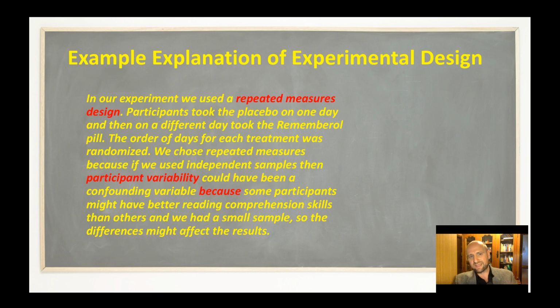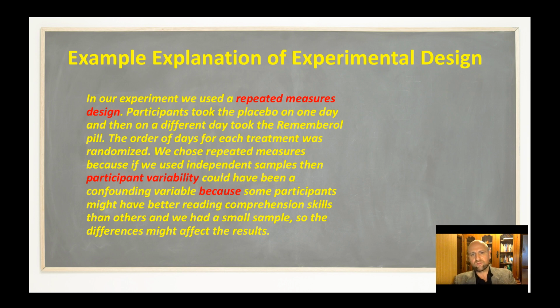Third sentence, my explanation. We chose repeated measures because if we used independent samples, then participant variability could have been a confounding variable. Now, that's an attempted explanation there. But I need this last part from the because onwards in red here. I need this because this is very generic. Right? This could apply to any single study. So I'm not really showing that I've analyzed my methodology.